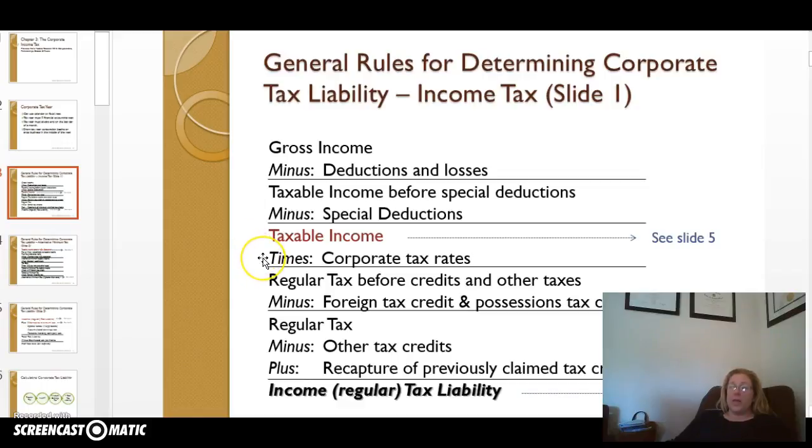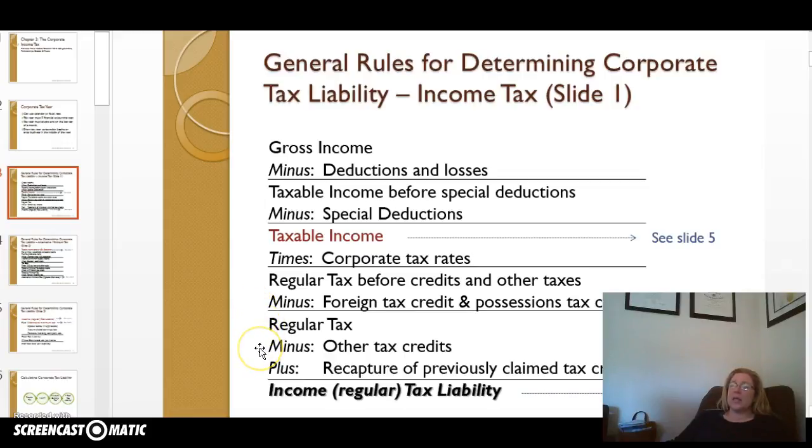We multiply that by the corporate tax rate, and this gives us our regular tax before credit and other taxes. Then we subtract any foreign tax credit and possessions tax credit. This will give us our regular tax.